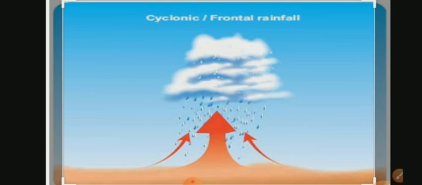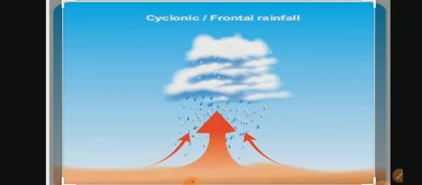Next, students, is cyclonic or frontal rainfall. It is also called frontal rainfall, when warm air is forced to rise over cold air. Due to this process, condensation forms clouds, and then when the temperature decreases, the rainfall takes place. Got it? So it can be temperate or tropical rainfall, with warm air and cold air.